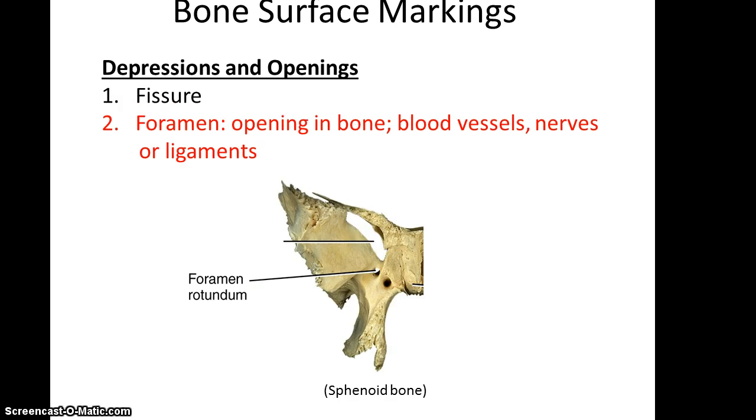Foramen. A foramen is just an opening in the bone. Usually it's small and sort of circular, and it allows blood vessels, nerves, or ligaments to pass through. So again, in the sphenoid bone, you see the foramen rotundum.